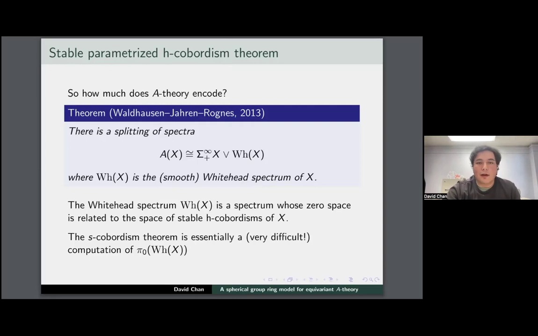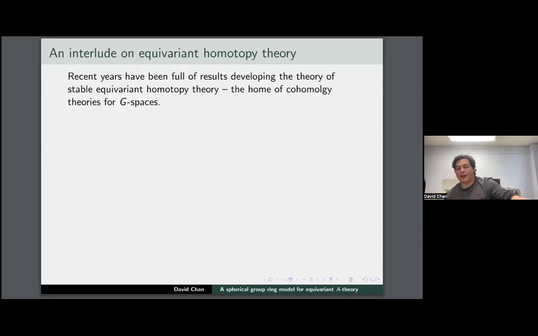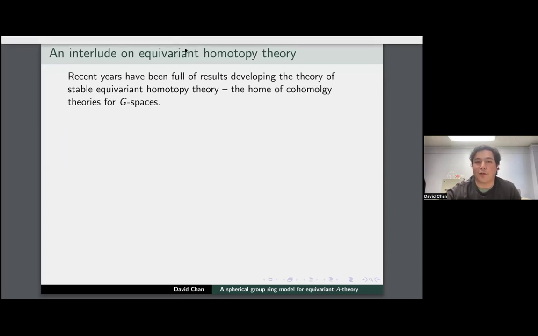All right. So I want to shift gears a little bit here now, and we're going to turn this into an equivariant homotopy theory talk. I'm going to give a brief interlude on equivariant homotopy theory because I maybe don't want to assume that you either know what it is or care about it. Recently there are a lot of results developing the theory of stable equivariant homotopy theory. So what is this? Well, if regular stable homotopy theory is the study of cohomology theories, then equivariant stable homotopy theory is the study of cohomology theories for G-spaces, spaces with an action by, say, a finite group G.